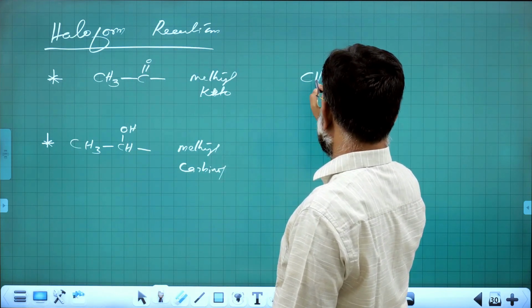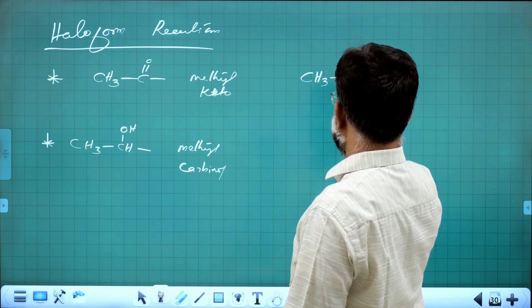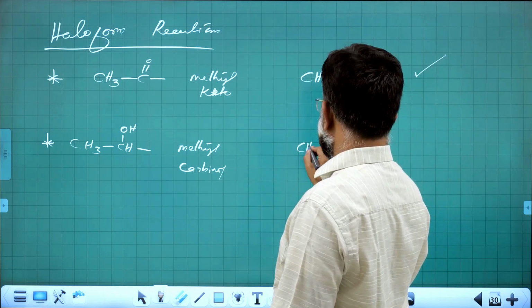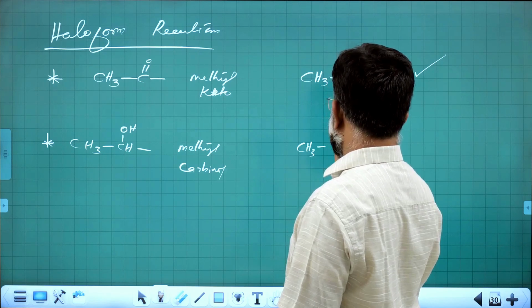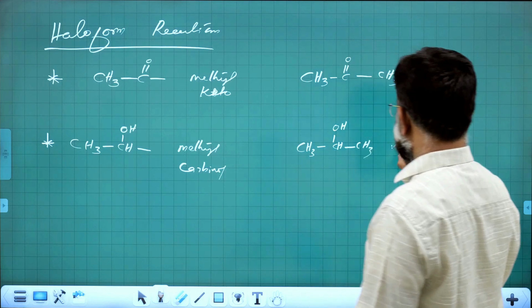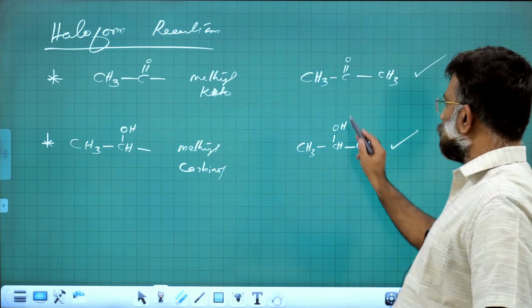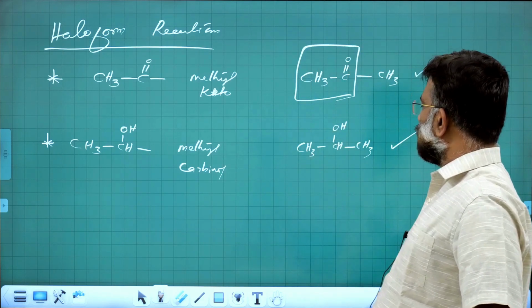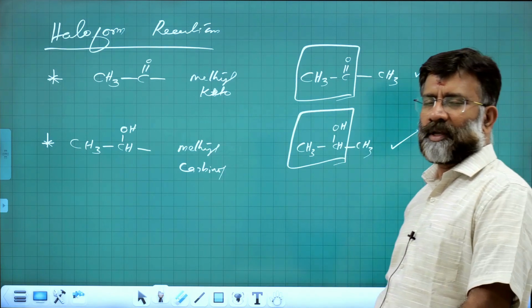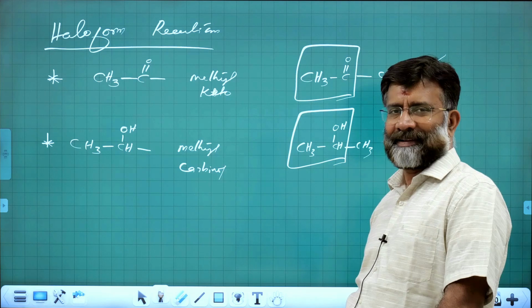See, if you take acetone, it contains a methyl keto group. So this can give you the haloform test. If you take isopropyl alcohol, CH3, CHOH, CH3, this contains a methyl carbinol group. This contains a methyl keto group and this contains a methyl carbinol group. This will give you a haloform reaction, right?